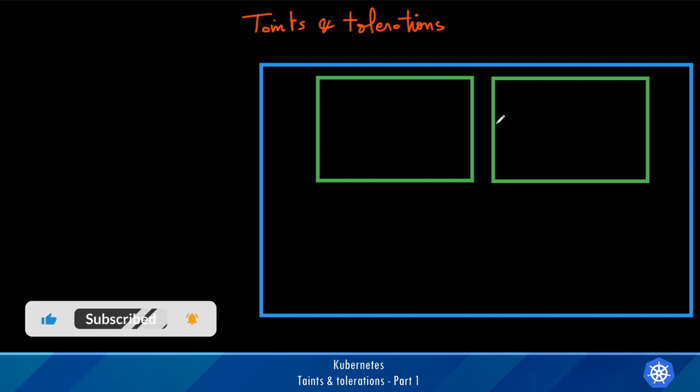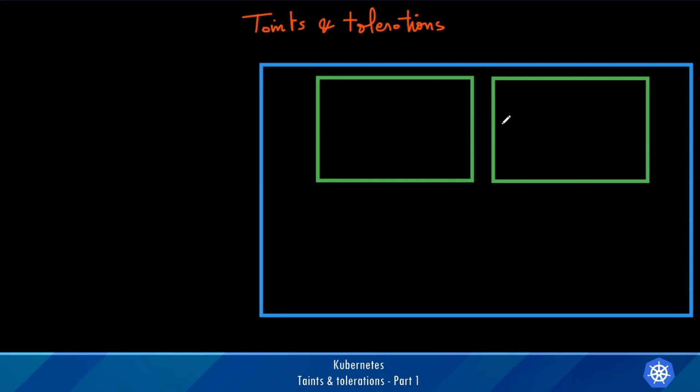In this video, we will start learning taints and tolerations in Kubernetes. First of all, we will understand what taints are and what tolerations are, and then we will see how they work. So, taints are properties that we can set on the nodes.